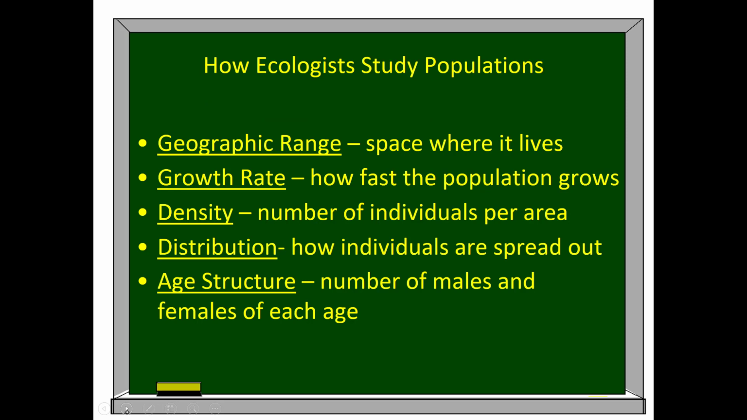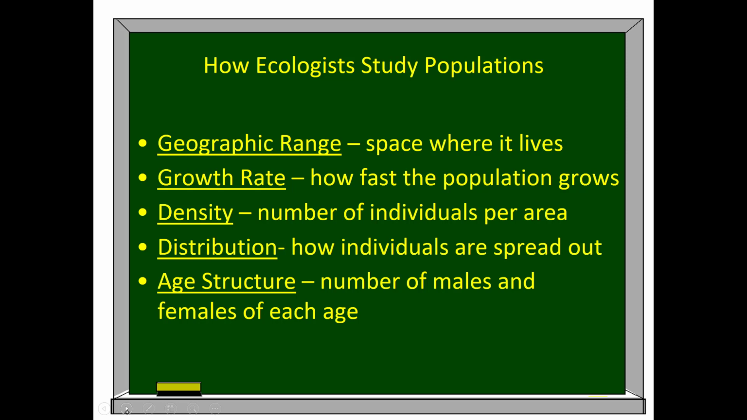So first thing is remind ourselves what population is from last chapter. When we look at a population, we're looking at a group of organisms that are of the exact same species. So we might have a group of deer, we might have a group of squirrels, but either way, when we look at a population, it's those of the same species. Now, some different ways that we can study populations.